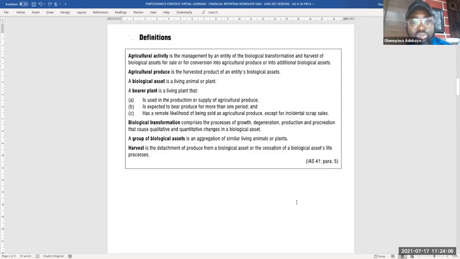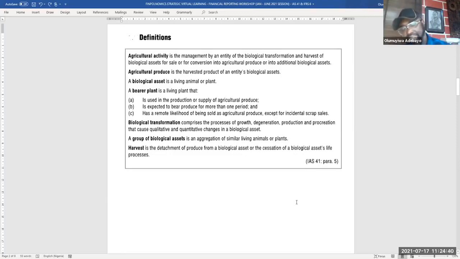The other one is biological transformation. As we have said earlier, biological transformation entails any form of process within an agricultural activity that entails growth, degeneration, production, and procreation that cause qualitative and quantitative changes in biological assets. And what are qualitative and quantitative changes? Quantitative changes means that you increase the number. Qualitative changes means that it grows in size and in maturity.